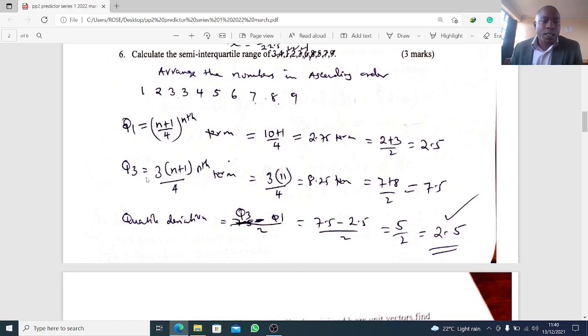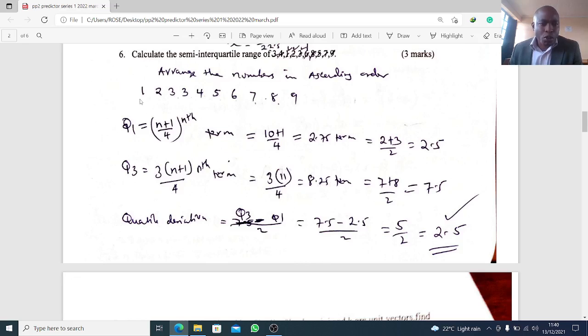To get Q3, we need the nth term of Q3, which is 3 into n plus 1 over 4. Q3 is 3/4, so it is 3/4 of n plus 1. So the nth term is 3 into 11 over 4, that gives the 8.25th term.